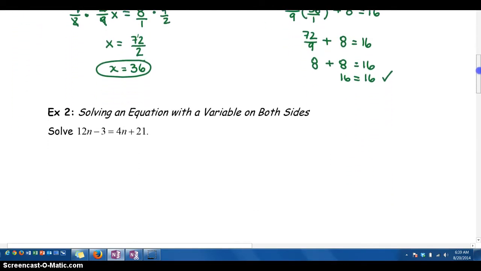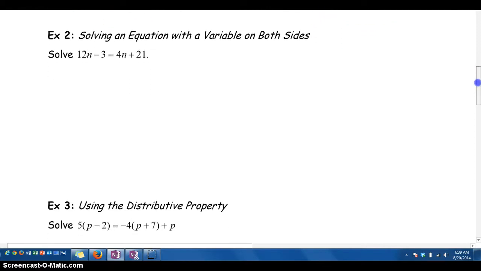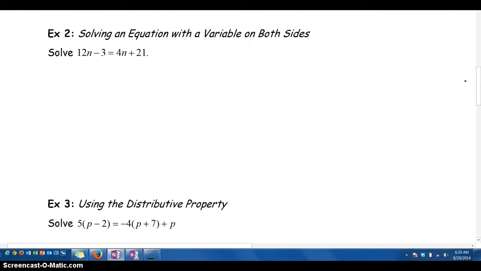Alright, let's go on to example number 2. It says solve an equation with a variable on both sides. So as you can see, you have an n here, and you also have an n right there. So what we want to do is combine and get those n's together. So since they are both positive, I would have to make them the opposite sign, which is negative, to move them to the other side. Well, I don't want to move 12n to the other side, so I'd rather just move 4n. So I'm going to go ahead and subtract 4n from the other side.